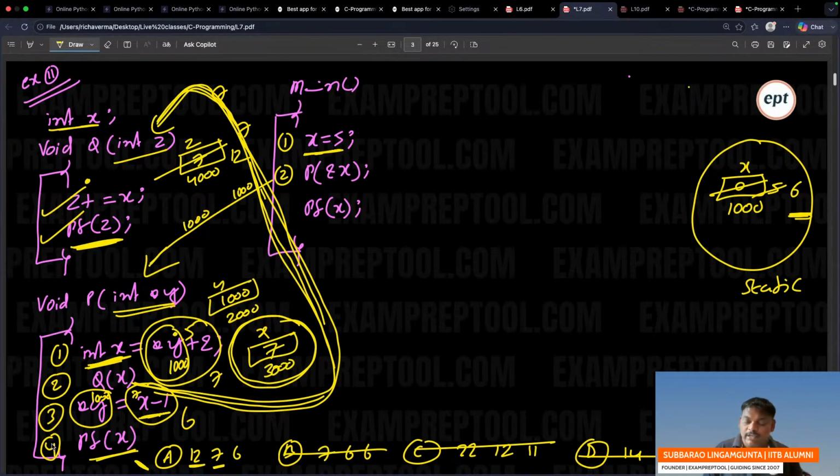Whenever you say this function is over, from which place you came, that place you will go. That is the meaning of pop. Because of calling push, because of over pop, you came back. Right? I think the second line is over.